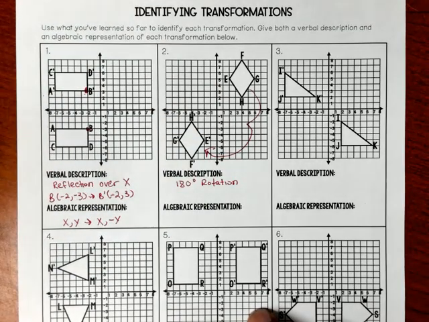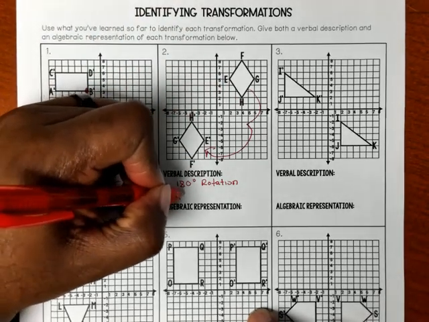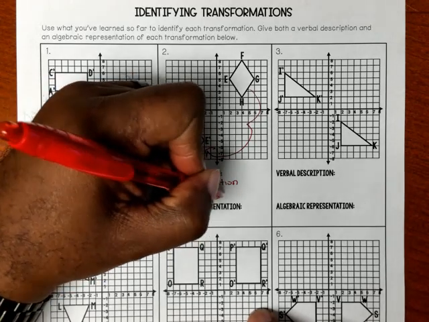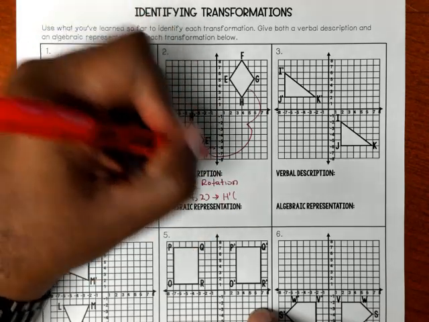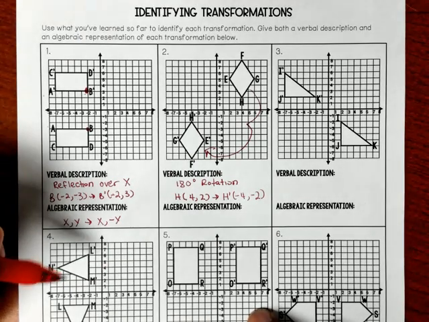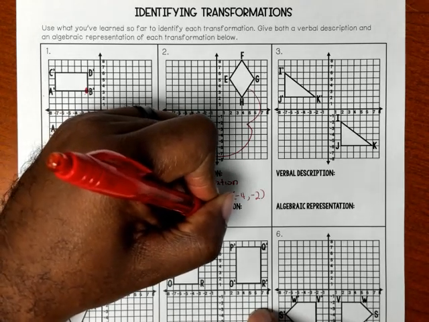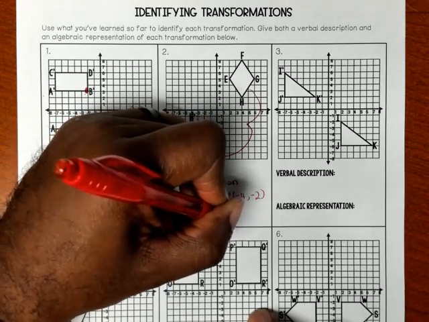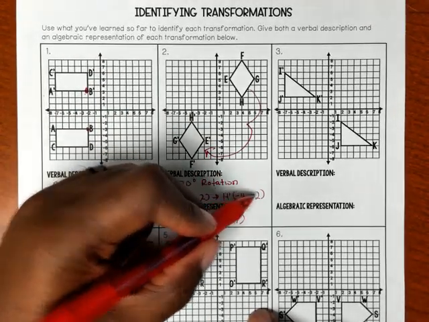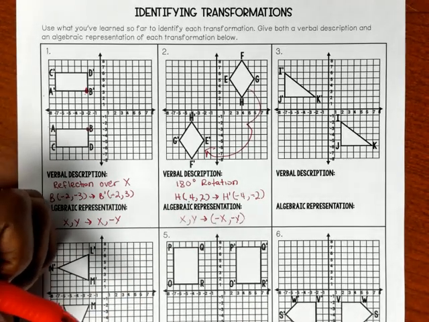And then I'm going to double check with a point. So I'm going to look at H, and H is (4, 2), and H prime, the new H, is (-4, -2). We know that for 180 degrees, it goes from the original to both sides, both X and Y becoming opposite versions of themselves, because that's what happened. 4, 2 to -4, -2. This is a 180-degree rotation, confirmed. Okay.